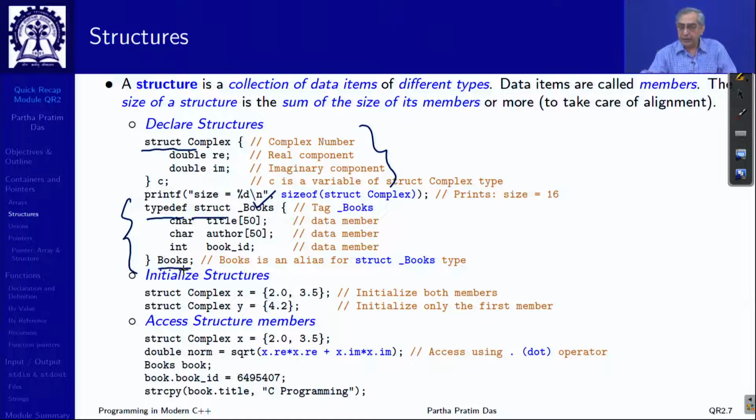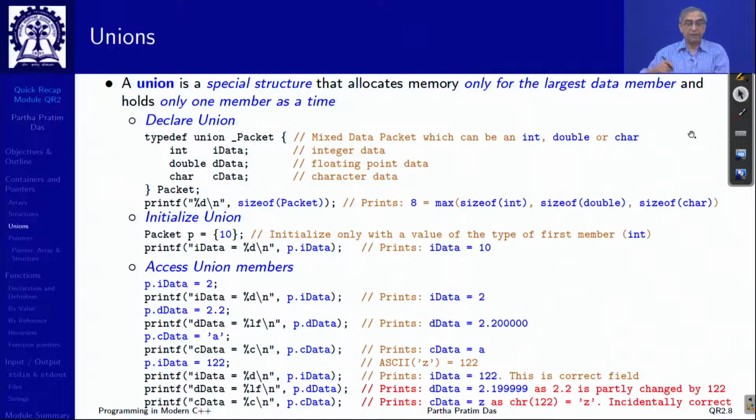The syntactic convenience, at least at the level of C, does not give you any other specific benefits. I can initialize structures as I initialize arrays, and I can access the structure components by their name using the dot notation. You must be all familiar with that. Just close your eyes and remind yourself that this is what you have.